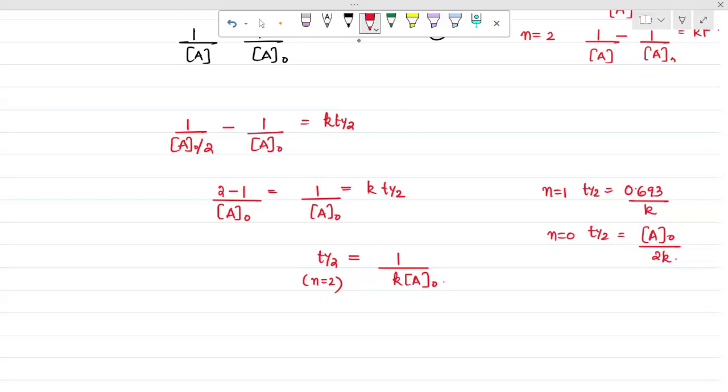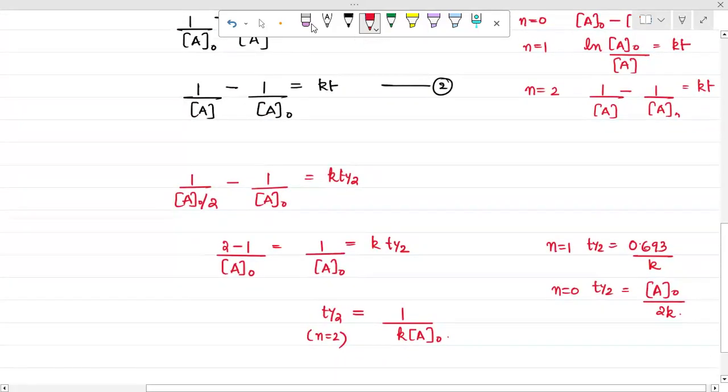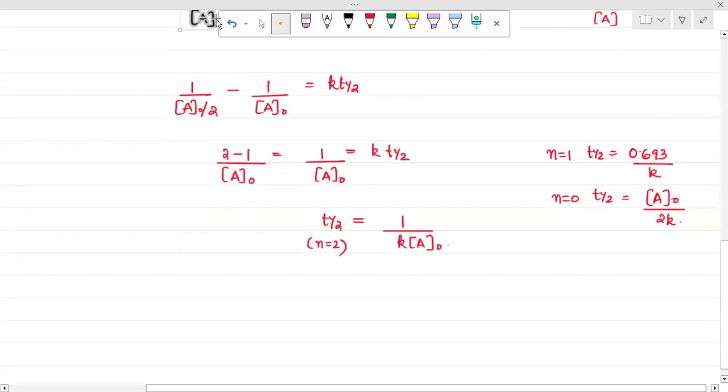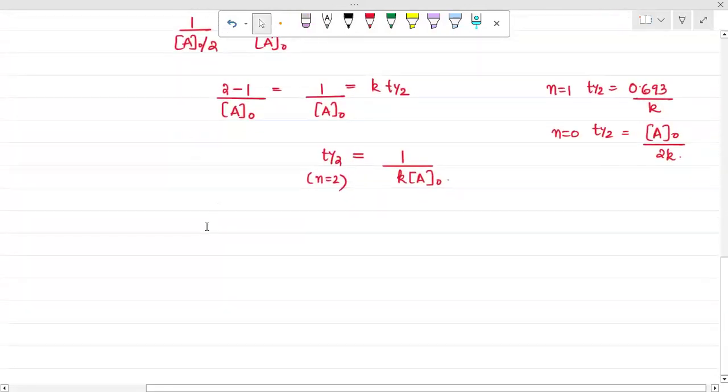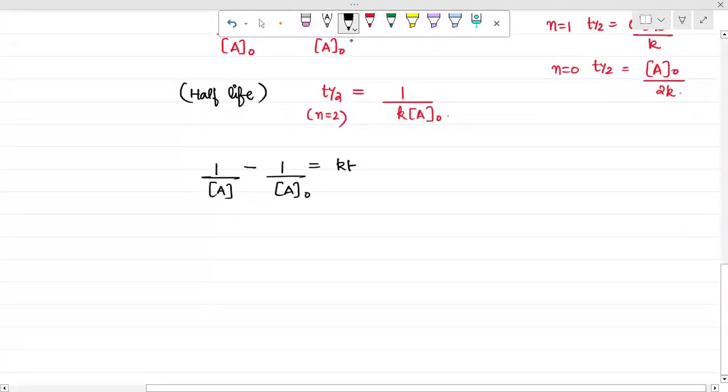Okay, so we got the equation for T half. Can you do it for quarter life as well? Please do it for quarter life as well. Quarter life. So this is half-life. I'm not writing because by now you should know the notations, okay?